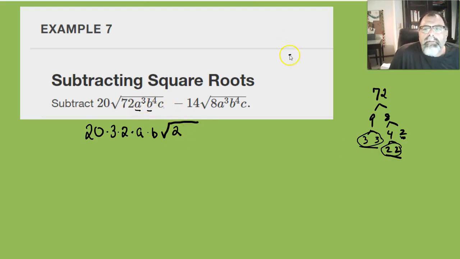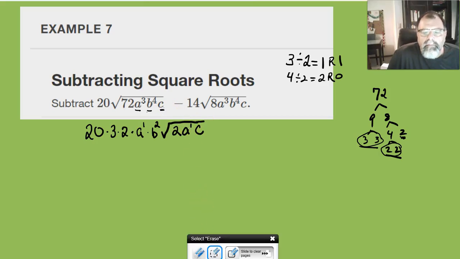Now, 3 divided by 2, remember the rule for the exponents, we're doing square roots, so you divide by 2, and that's 1 remainder 1. So 1 a comes out, 1 a is left inside. And then for b, 4 divided by 2 is 2 remainder 0. So b squared comes out, and none are left inside. And then we got the c, which is just 1. So 1 divided by 2 is 0, remainder 1. Okay, and typically I wouldn't write that 1 right here.